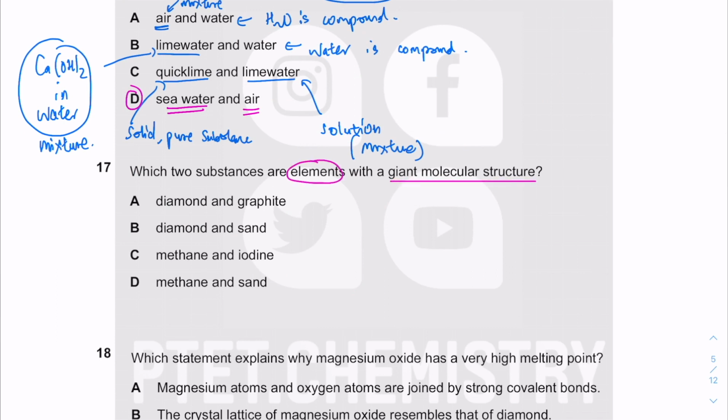Question 17, which 2 substances are elements with a giant molecular structure? This one should be pretty straightforward. Diamond, graphite, okay. So sand is SiO2. That is your other case study. It's called silicon(IV) oxide. That is a compound with a giant molecular structure, okay.